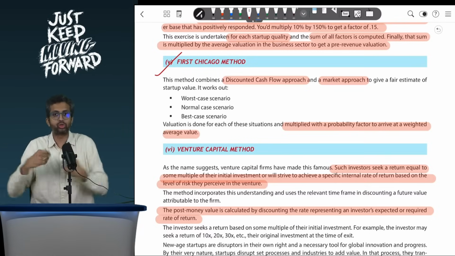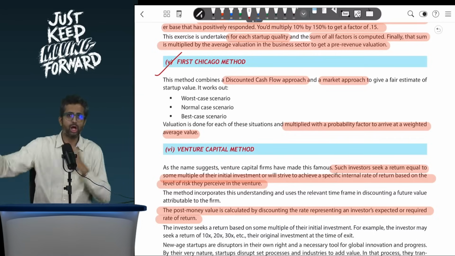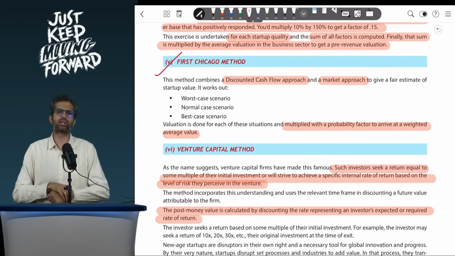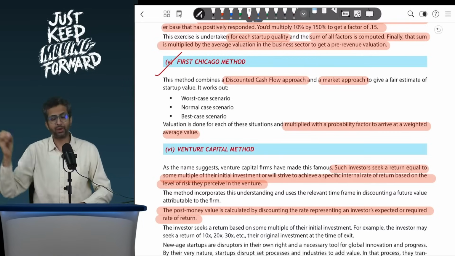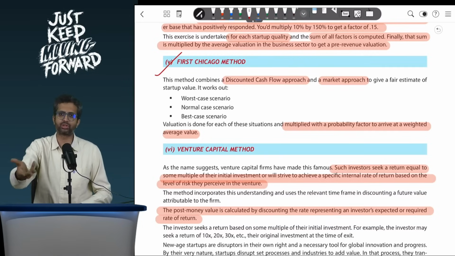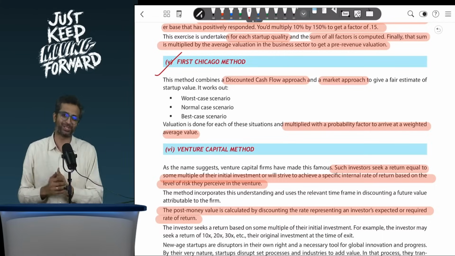It is like long and short. What does short mean? Short means sell, long means buy, just financial jargons as you call it. So in a similar way, First Chicago method is nothing but scenario analysis. You will find the value under 3 different scenarios and then the probability of each of these scenarios, and the weighted average of that is the value under the First Chicago method.